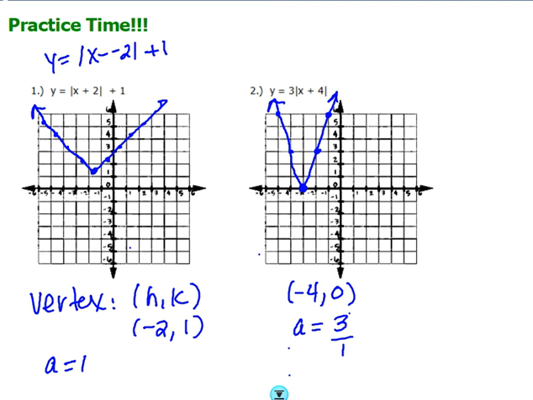Notice that this absolute value graph is steeper because the a is larger. It's a vertical stretch.